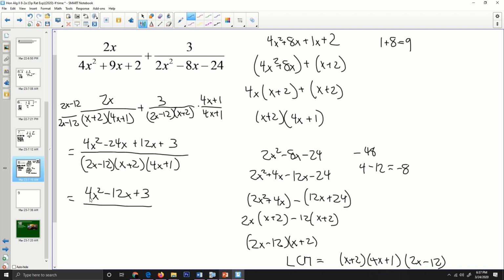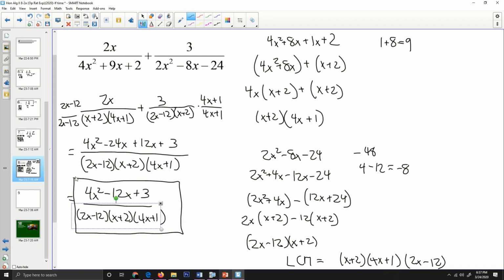Does this factor? 4 times 3 is 12, two factors of 12 that add up to negative 12? I don't see any, because I need two negatives. No, I don't see any that is going to work. So this isn't going to factor into rational values. So I'm just going to leave it as 2x minus 12 on the bottom times x plus 2 times 4x plus 1. And that's going to be the end of that. Now I know that one's pretty tough, but I don't have too many like that.